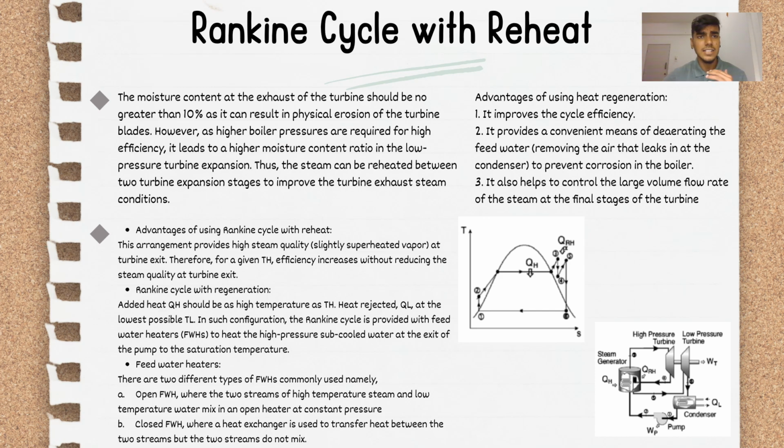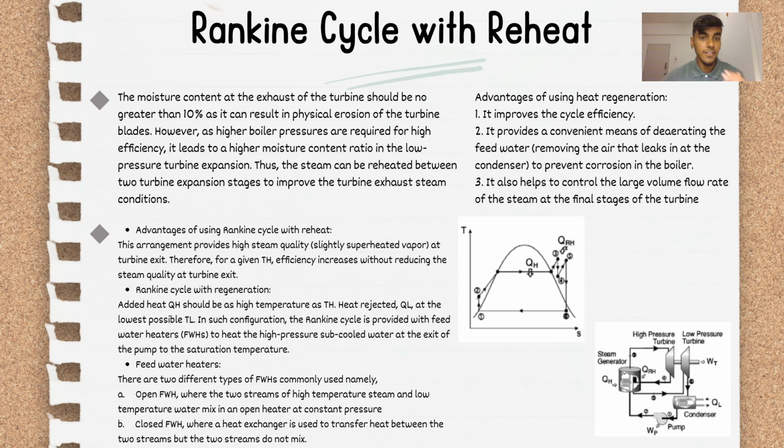As you can see here, the moisture content at the exhaust of the turbine should not be more than 10%, as it can result in physical erosion of the turbine blades. However, as higher boiler pressures are required for higher efficiency, it leads to higher moisture content at low pressure stages. Thus, the steam can be reheated between the 2 turbine expansion stages to improve the turbine exhaust steam conditions.